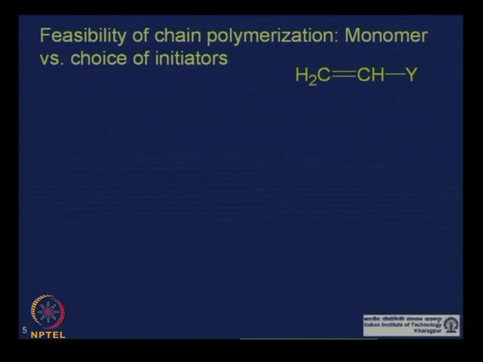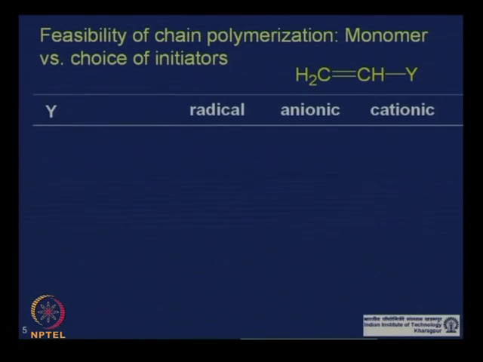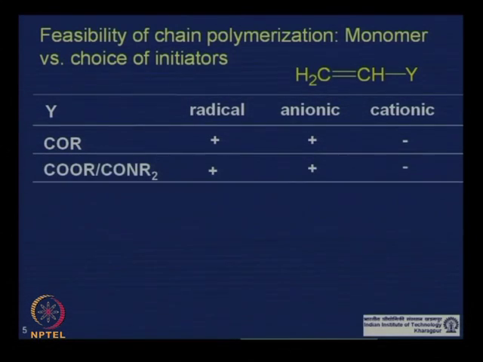And we have seen the examples of several monomers, and let us see the table, and we sort of summarize whatever we have just learned in the last 5-10 minutes. So, if I have a simple monomer like this, if I have Y as COR, then we know it can be polymerized by both radical and anionic. It cannot be polymerized by cationic. If you have an acid or ester or amide, it can also be polymerized by radical and anionic. If you have a nitrile, again it can be polymerized by radical and anionic, not by cation.